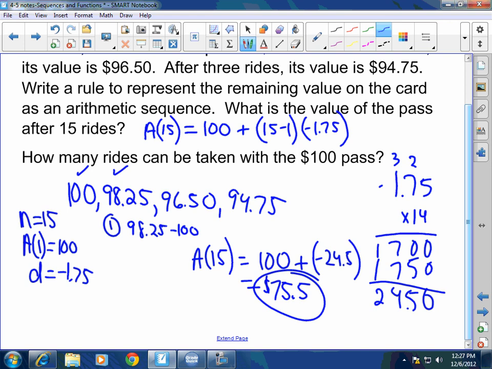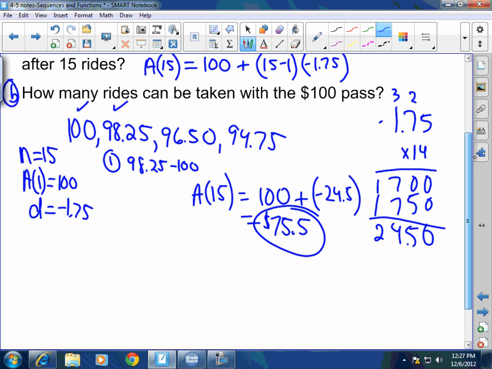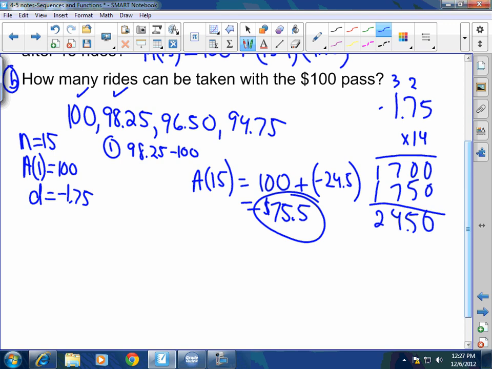Now, for part B, how many rides can be taken? How much does each ride cost? $1.75, right? So how would you figure out how many rides you can get on $100? Divide, yes. 100 divided by 1.75 roughly gives you 57.14. So how many rides can you have?